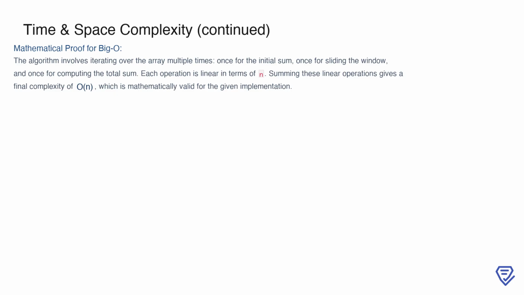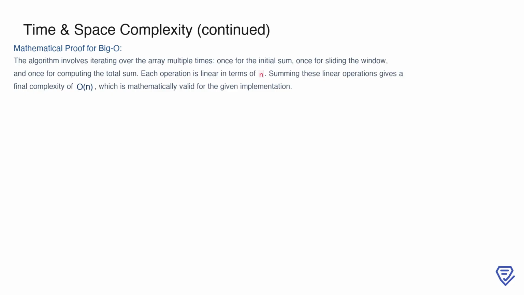Finally, let's validate the big O complexity mathematically. The algorithm involves three main linear operations. First, we compute the sum of the initial window, which requires iterating through window_size elements. Second, the sliding window operation iterates through the remaining k elements, performing constant time updates at each step. Third, the total sum of the array is calculated once by iterating through all n elements. Since all of these steps are linear, their combined complexity is O(n-k) plus O(k) plus O(n). When simplified, this becomes O(n), as n is the dominant term.